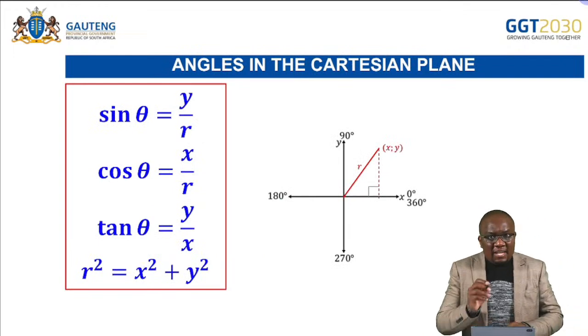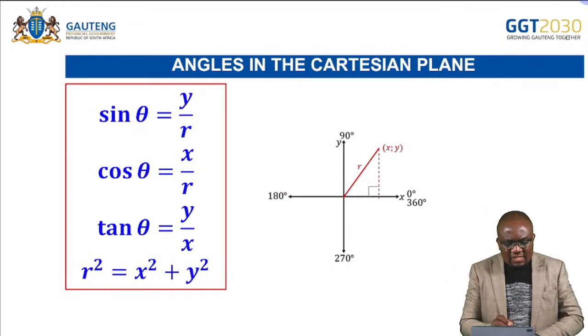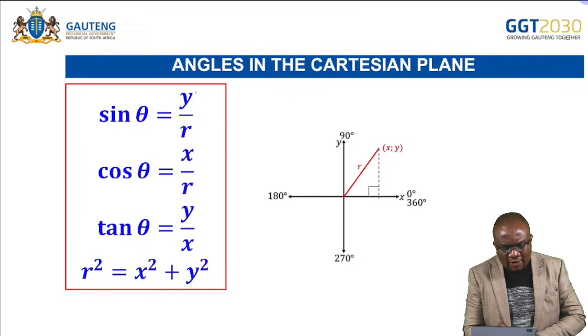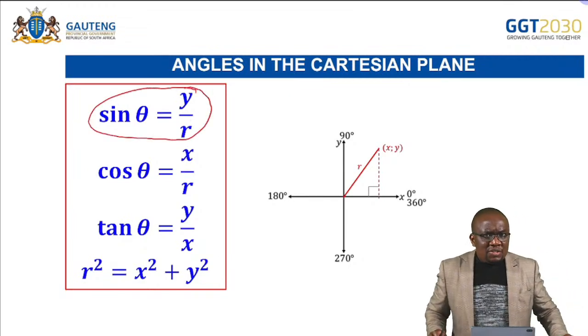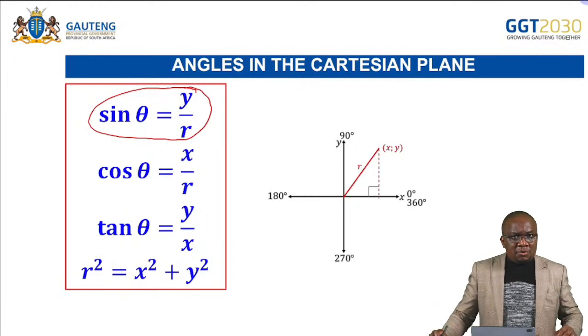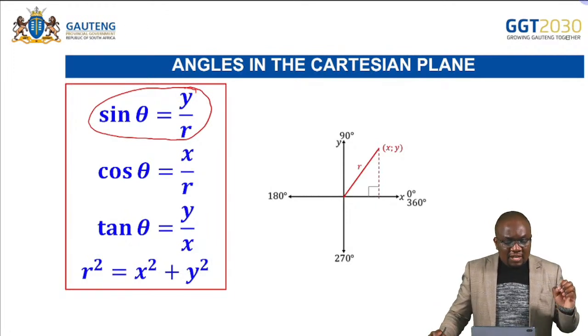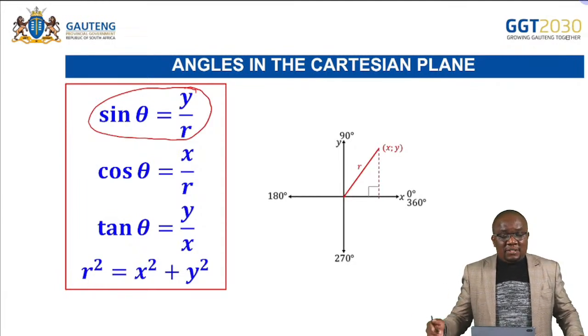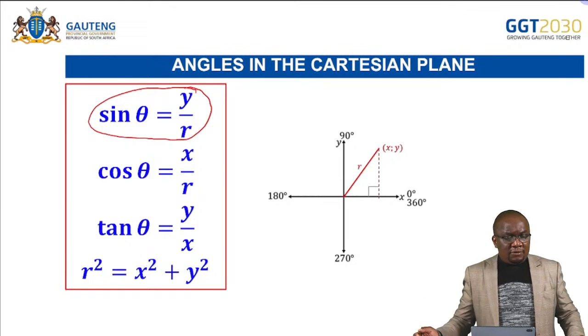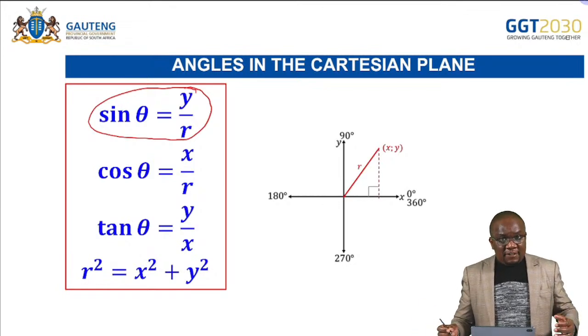For angles in the Cartesian plane, sine theta is y over r. Please, you can write this one down. Sine theta is y over r. Write it down. We're going to use this a lot today. Sine theta is y over r. If you have it somewhere, it's fine, because we've been doing this.